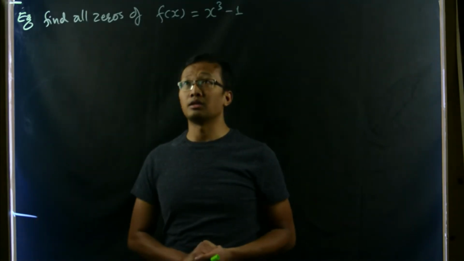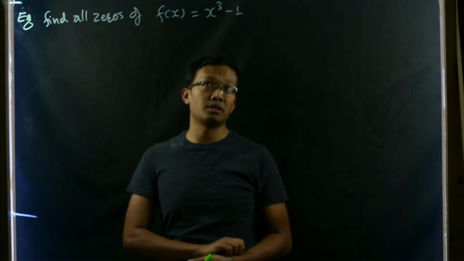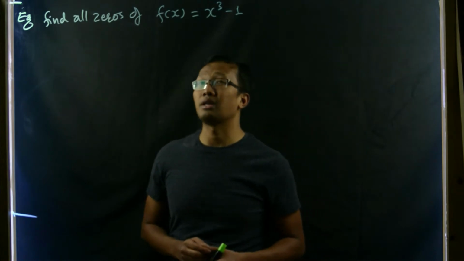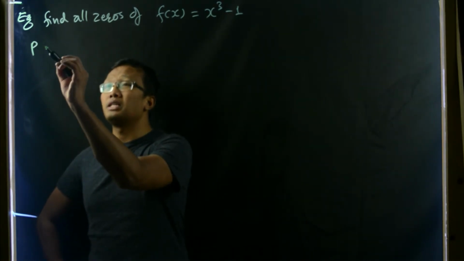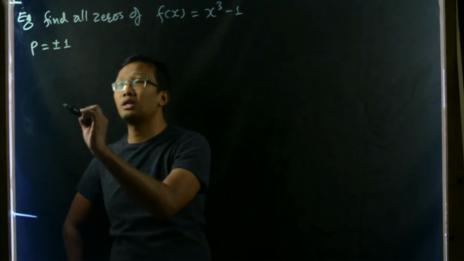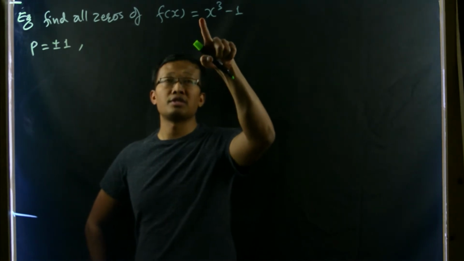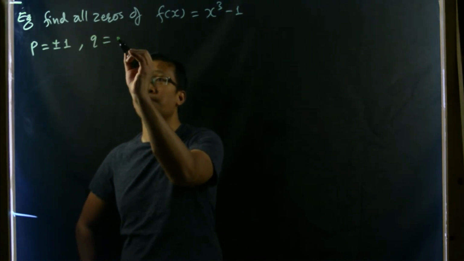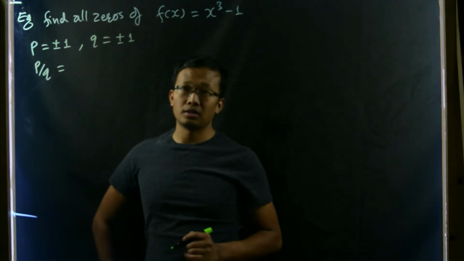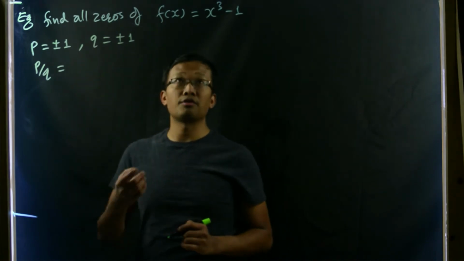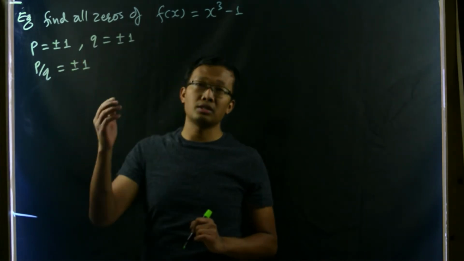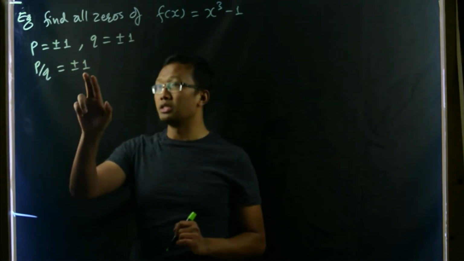You can find all the zeros of this particular special polynomial by other means also, but here we will stick to the rational root theorem and the factor theorem at first. So here p is the factors of this number -1, which is simply plus or minus 1, and q is the factors of the leading coefficient, which is plus or minus 1. Thus the rational zeros of this polynomial will be of the form p by q, which is simply plus or minus 1, since 1 divided by 1 is just 1, and we just need to change the sign.